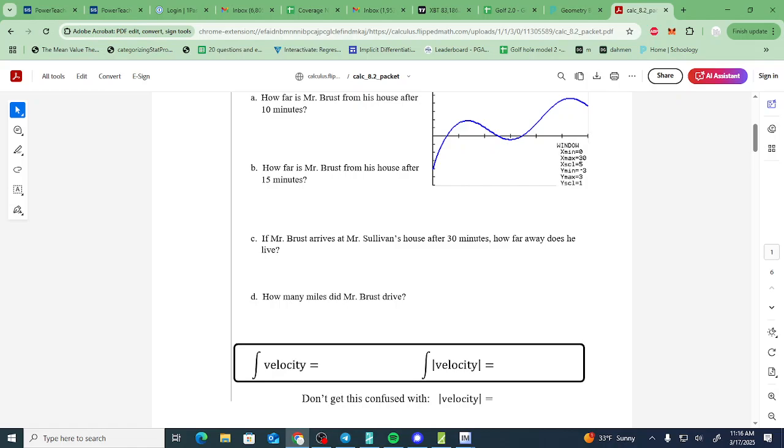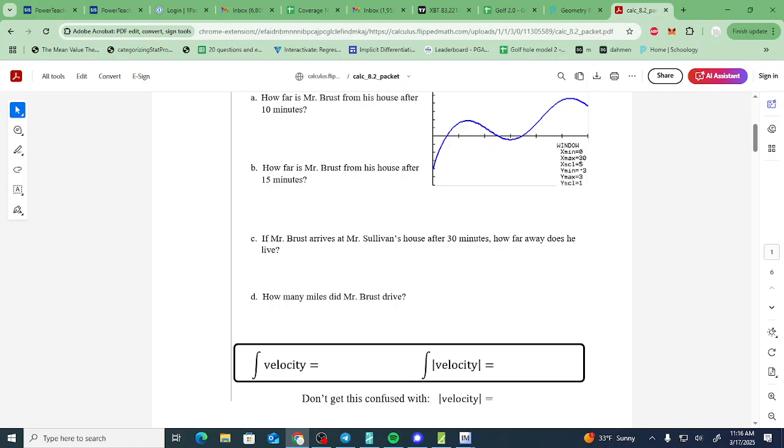So the integral of velocity is which one? Displacement or distance? If I just straight up integrate, I get displacement. And if I integrate the absolute value, that's going to turn everything positive. So negative distance becomes positive, and then you can add up all of those distances.